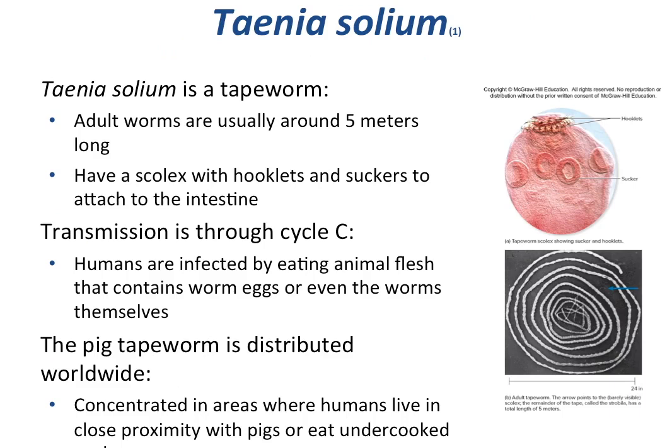So the first worm is Taenia solium. Taenia solium is a tapeworm. The adult worm can be 5 meters long, so it's very long. It has a scolex, and the scolex has hooks. They can use that to attach to the intestine. The worm has cycle C upstairs.